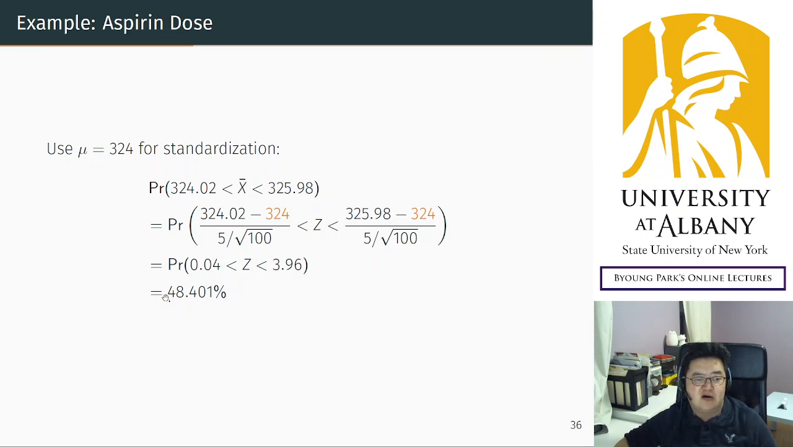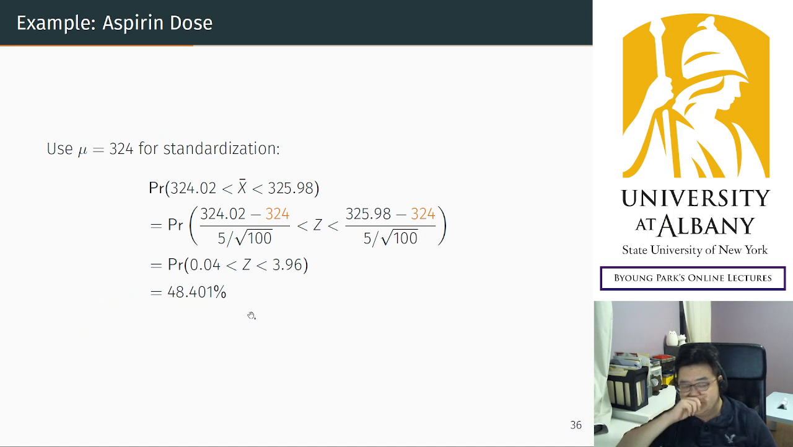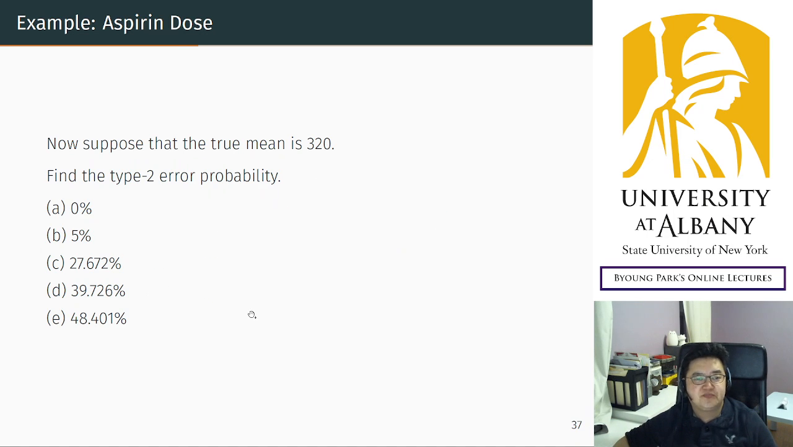And then the type 2 error probability, if you use a standard normal distribution calculator, you can find the probability is this. So the answer is E. Answer is E. Type 2 error probability is 48%.